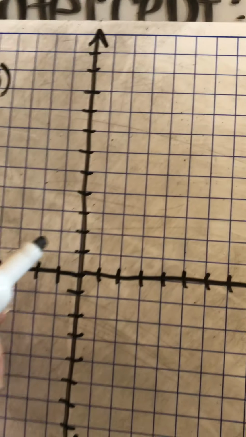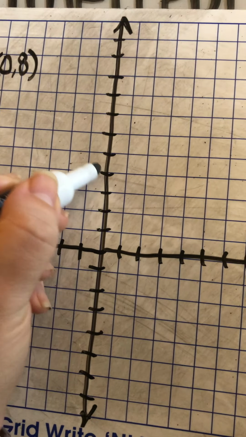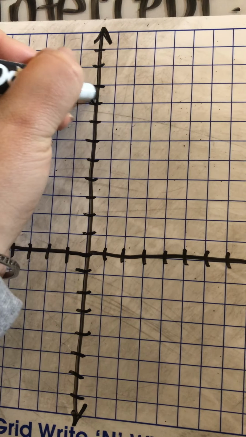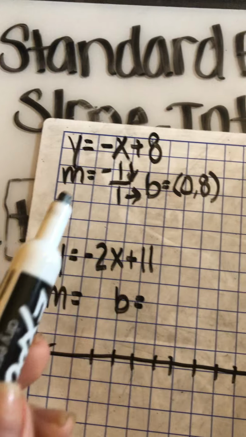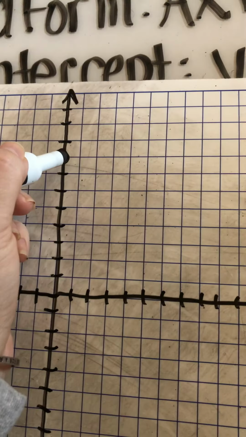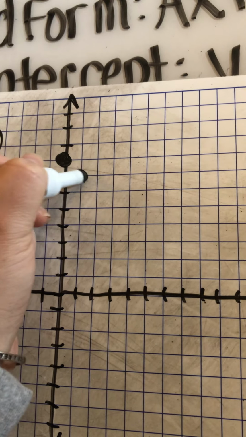I'm going to go to 0, 8. 1, 2, 3, 4, 5, 6, 7, 8. That's going to be my intercept, my beginning point. And then I go down 1 to the right 1. So down 1 to the right 1.